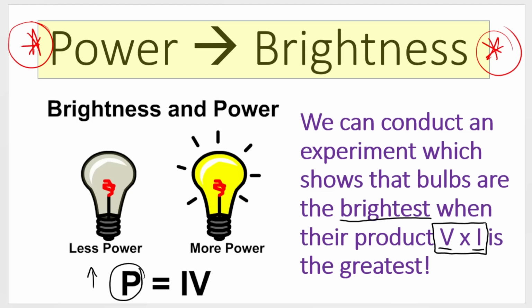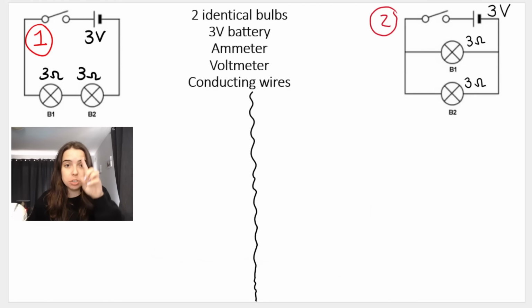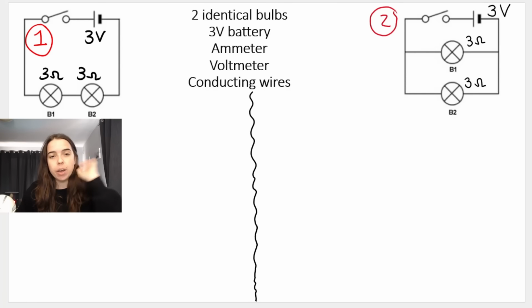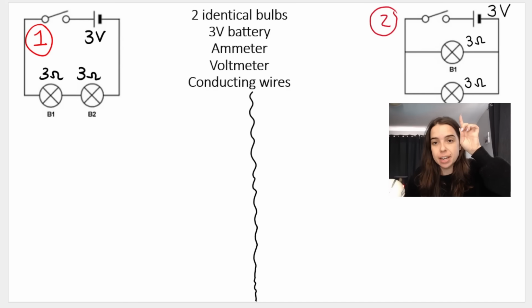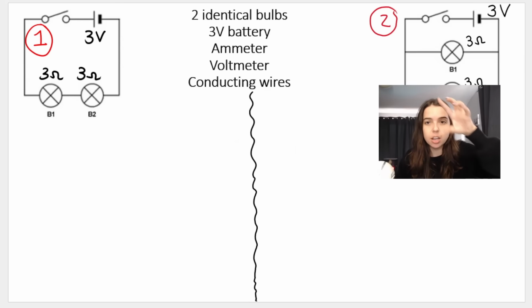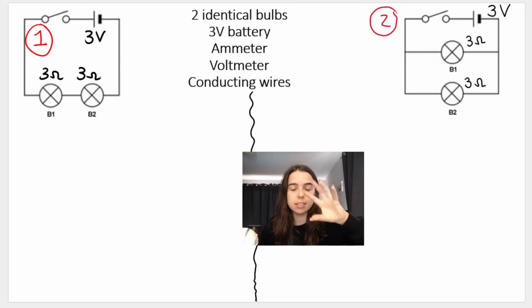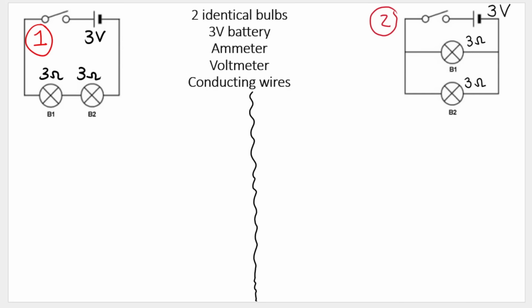And we can prove that with the following circuits. Let's compare two identical bulbs. Each bulb has a resistance of 3 ohms. You can see here 3 ohms and 3 ohms. However, in circuit 1, they're connected in series and in circuit 2, they're connected in parallel. Also take note that the battery is 3 volts in both cases. So basically almost identical circuits, except obviously the connection of the resistors is different. What I want to show you is the working out of the power of each bulb and see how it differs depending on how we connect them.